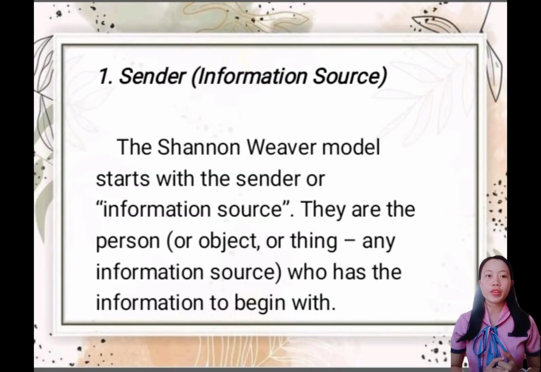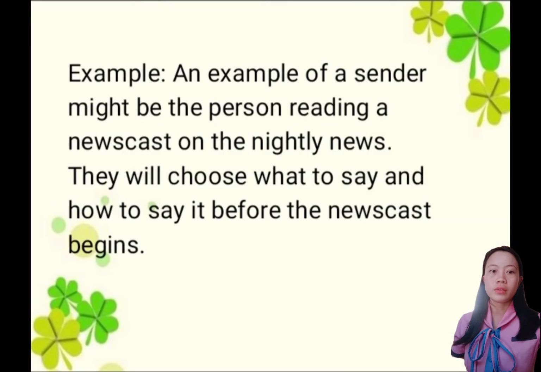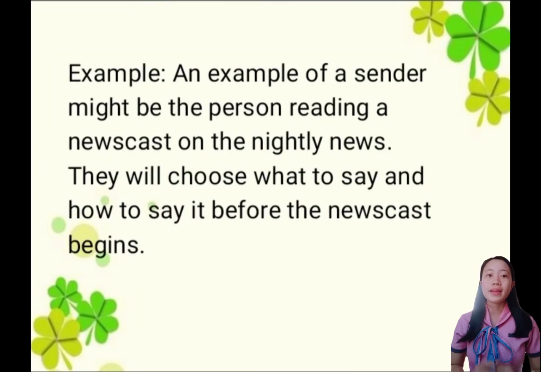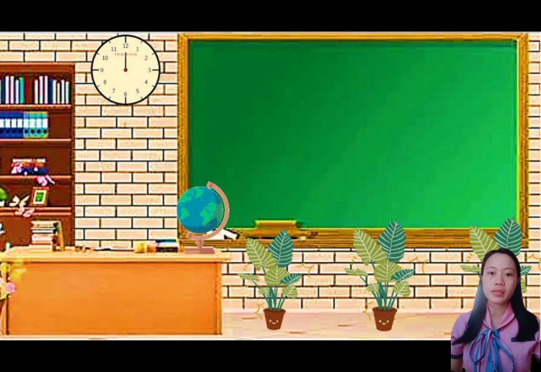First is the sender or information source. The Shannon-Weaver model starts with the sender or information source. They are the person or object or thing, any information source who has the information to begin with. So, for example, an example of a sender might be the person reading a newscast on the nightly news. They will choose what to say and how to say it before the newscast begins.